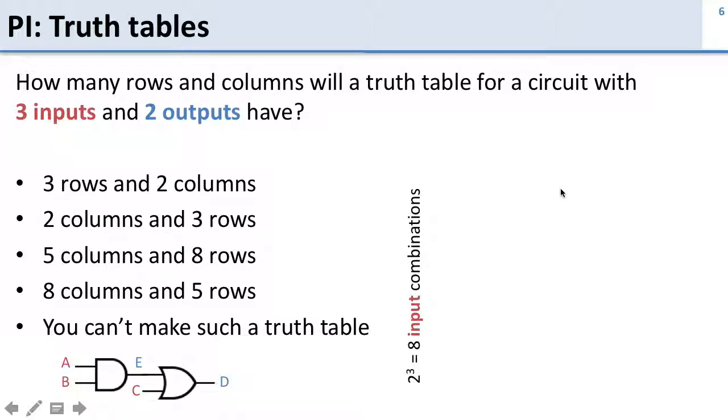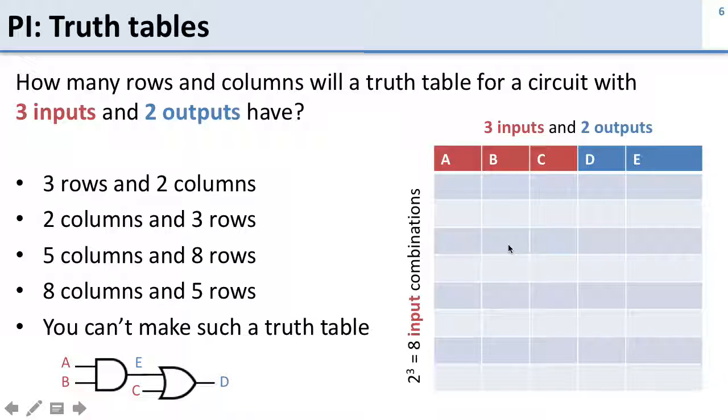And then for how many columns we have, well, we have 2 outputs, so we're going to have 1 column for each output, and we have the 3 inputs, which we're going to do all the combinations of here. So we're going to have a table that's going to look like this. 1 column for each of the 3 inputs, 1 column for each of the 2 outputs, and then there are 8 possible combinations of 3 binary inputs, so we have 8 rows there.